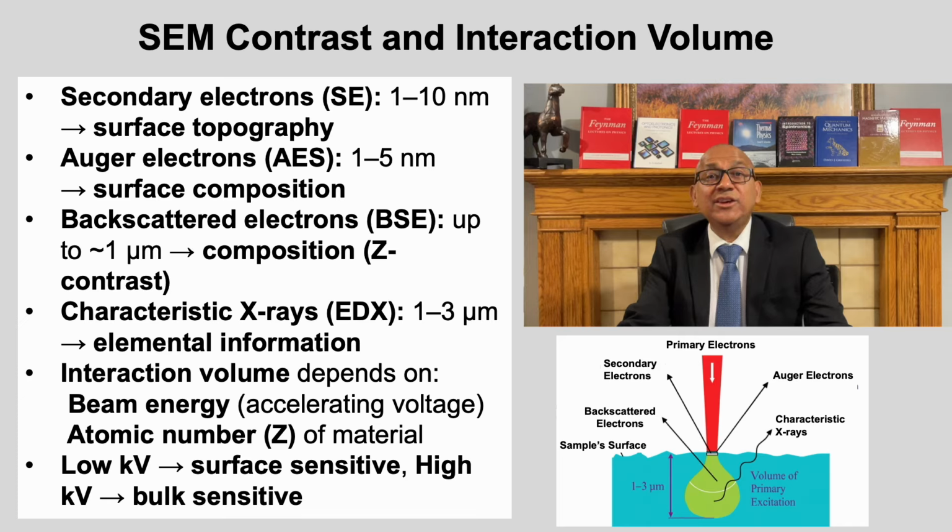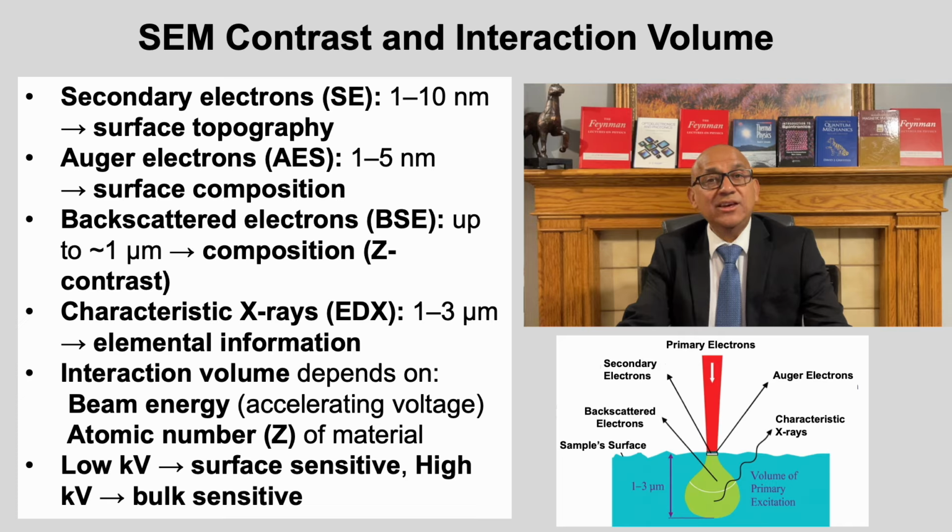A fraction of these excitations relax via a different route, Auger transitions, that emit electrons instead of X-rays. These Auger electrons have discrete energies unique to each element but come only from the outermost 1 to 5 nanometers of the surface, making Auger electron spectroscopy one of the most surface-sensitive analytical signals.